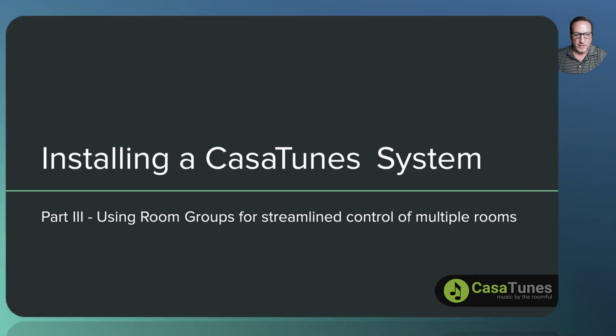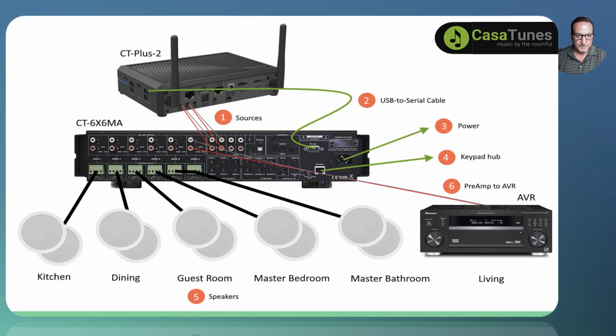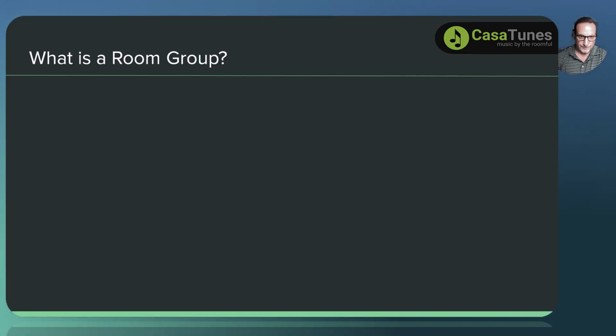In this video we're going to look at using room groups as a way of streamlining control of multiple rooms. Just as a refresher, this is the installation that we're talking about. We have a CT+2 with a CasaTunes 6x6 matrix amplifier, and we have 6 rooms: the kitchen, dining, guest room, master bedroom, master bath, and living room.